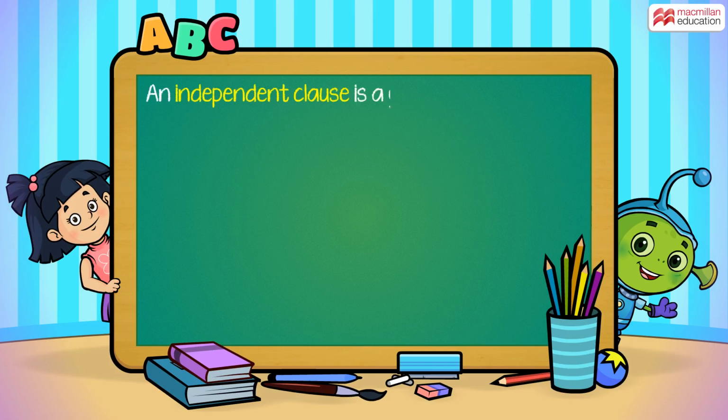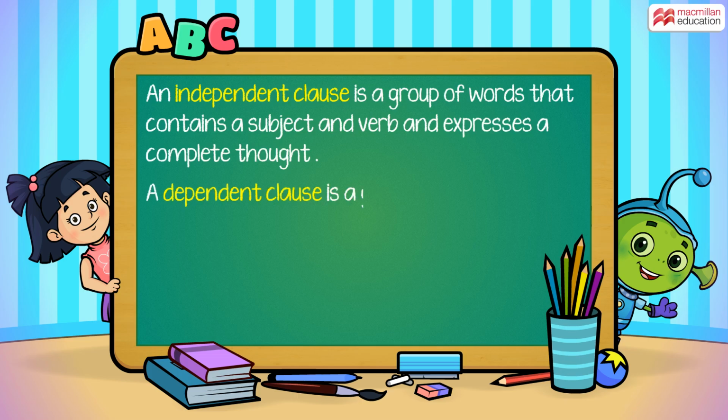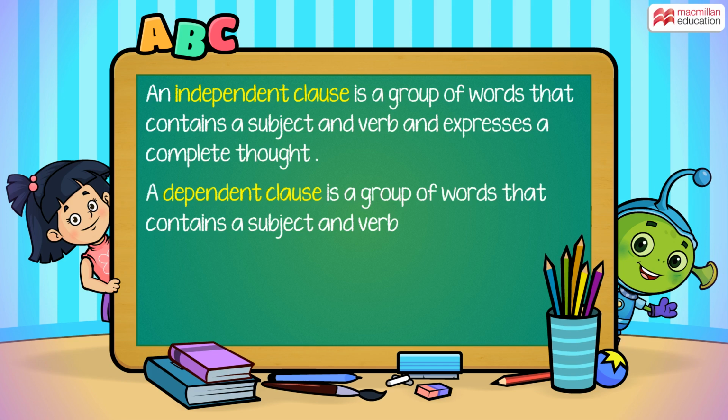An independent clause is a group of words that contains a subject and a verb and expresses a complete thought. A dependent clause is a group of words that contains a subject and a verb but does not express a complete thought.